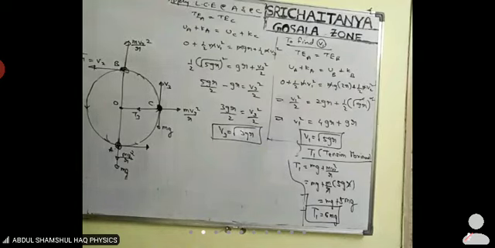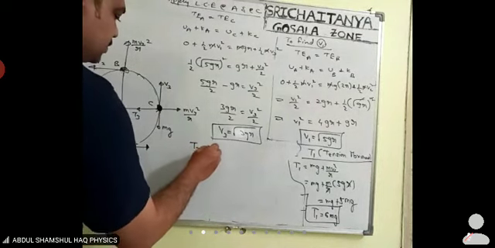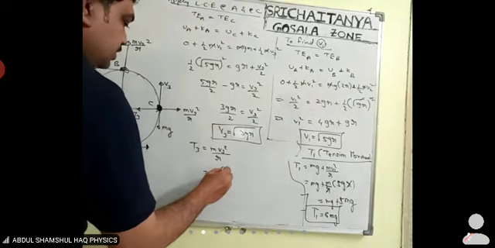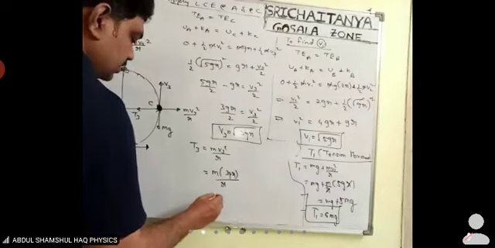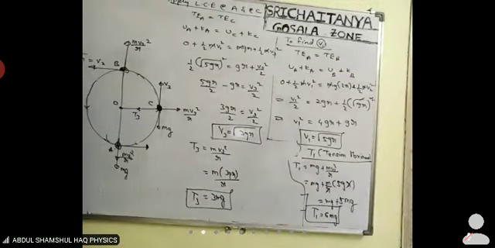Right. Now, tension T3 we have to find. Tension T3 is equal to m v3 square divided by r. V3 square is 3gr, whole divided by r. That is equal to 3m. Tension T3 at this location will be equal to 3mg.